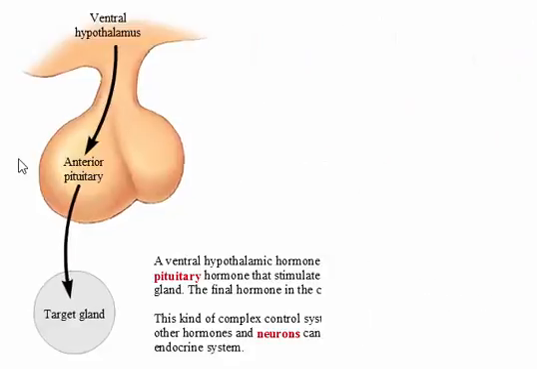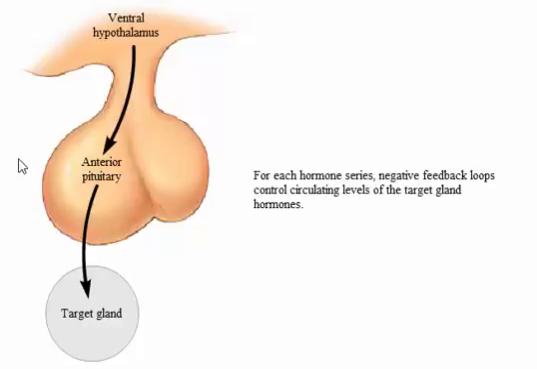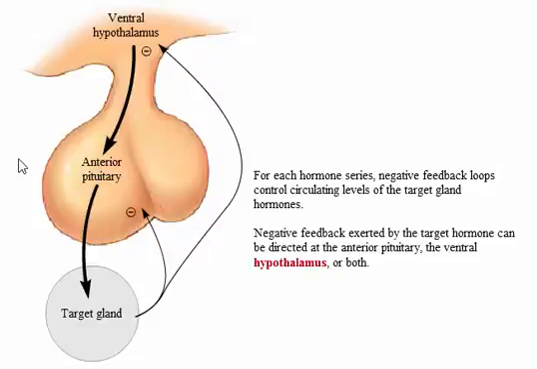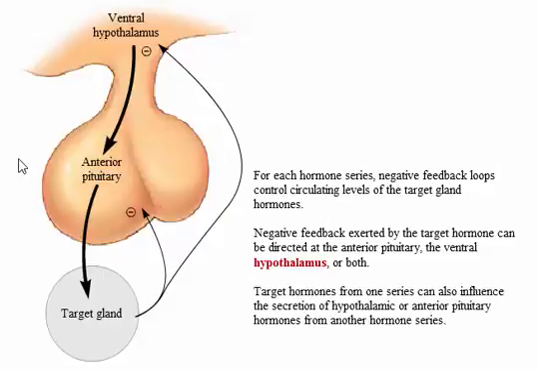Let's look first at the influence of hormones. For each hormone series, negative feedback loops control circulating levels of the target gland hormone. Negative feedback exerted by the target hormone can be directed at the anterior pituitary, the ventral hypothalamus, or both. Target hormones from one series can also influence the secretion of hypothalamic or anterior pituitary hormones from another hormone series. We have looked at negative feedback control for thyroid hormone and cortisol in Topic 2. Let's review them briefly here. Click the pituitary gland to continue.